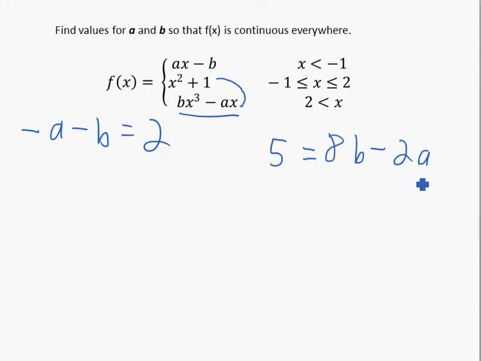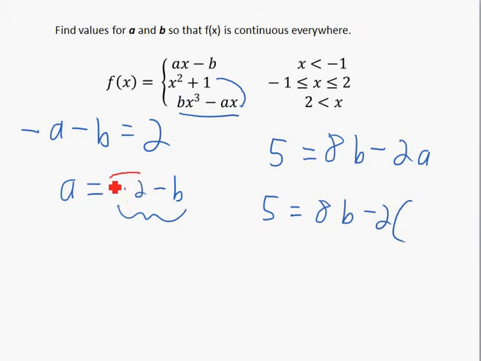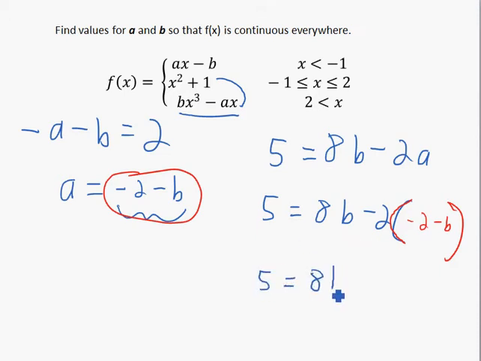All I'm going to do is solve for a over here, and we get a is equal to -2 minus b. And I'm going to plug this in for what a is. So we get 5 is equal to 8b minus 2 times what a is. I'm plugging in -2 minus b for a. There we go. Now I'm just going to simplify this, and this is going to tell me what b is. So 5 has to be 8b plus 4 plus 2b, which tells us that 10b has to be 1, which means b is 1/10.